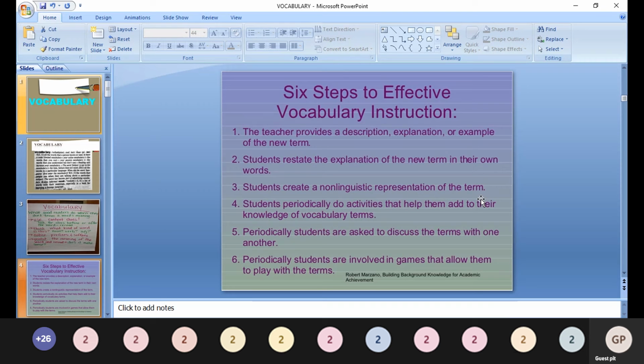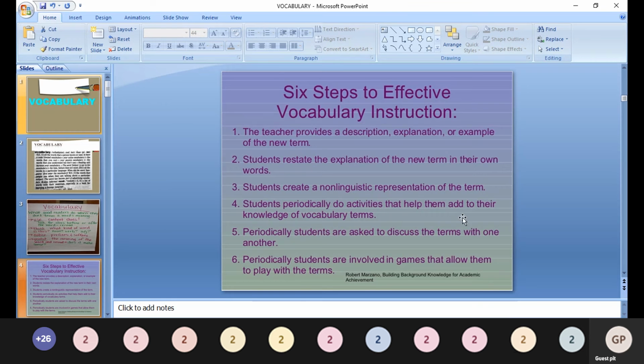Okay, students create a non-linguistic representation of the term. Sometimes in a non-linguistic representation, they may try to think about something, imagine it with something. Okay, it may refer to something else. The rhyming word may rhyme with something else. They try to bring in some kind of association with that word in order to remember the term.